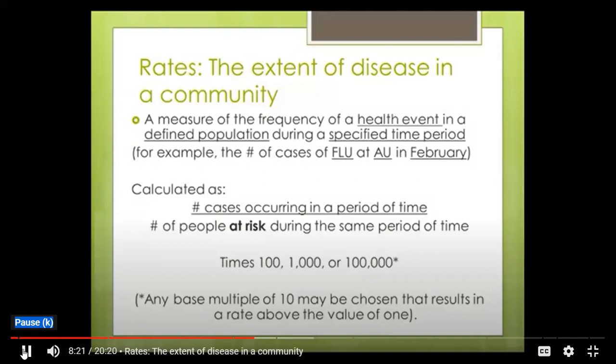So why are rates used? Well, here's an example. This year, if we had 100 cases of syphilis in our county with a population of 750 people at risk, this would indicate a serious problem. Compare that to 100 cases of syphilis in a major city with a population of 750,000. This would be a very low rate. So rates take the size of the population into account. Okay, so like this, the extent of disease in a community: measure the frequency of a health event in a defined population during a specified time period.